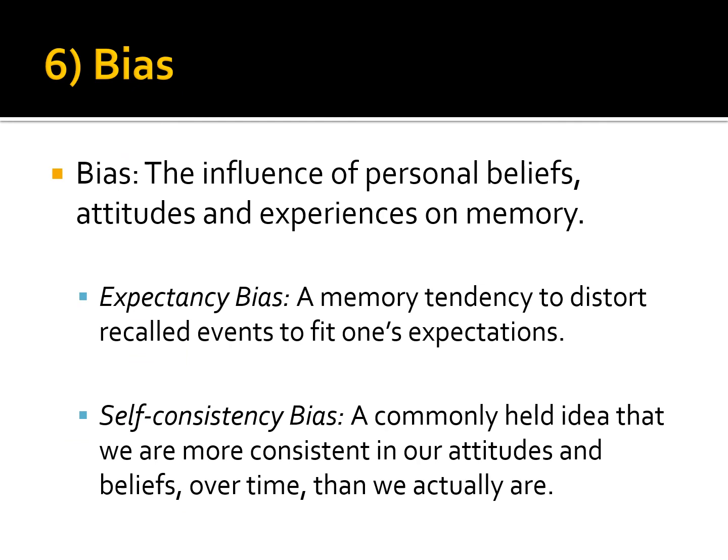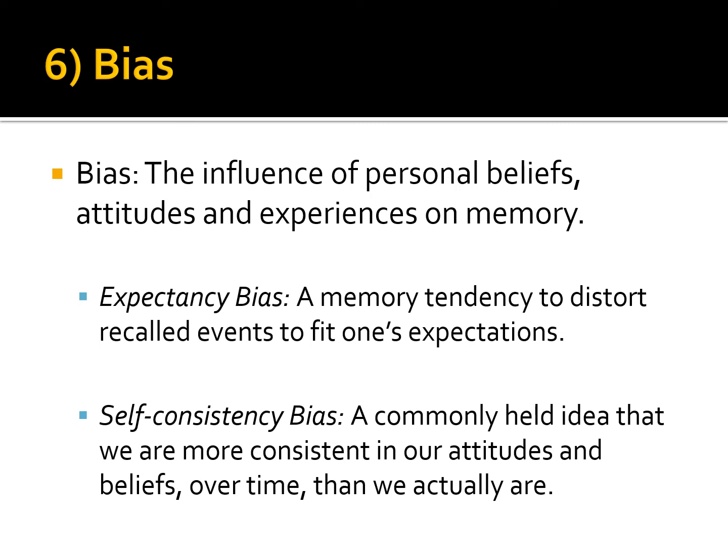Number 6 is bias. Bias is the influence of personal beliefs, attitudes, and experiences on memory. So as we've talked about, there's tons of different types of biases out there. A couple main ones that mess up our memory are expectancy bias, which is a memory tendency to distort recalled events to fit one's expectations. So when you expect certain things to happen, that's how you kind of reconstruct your memory.